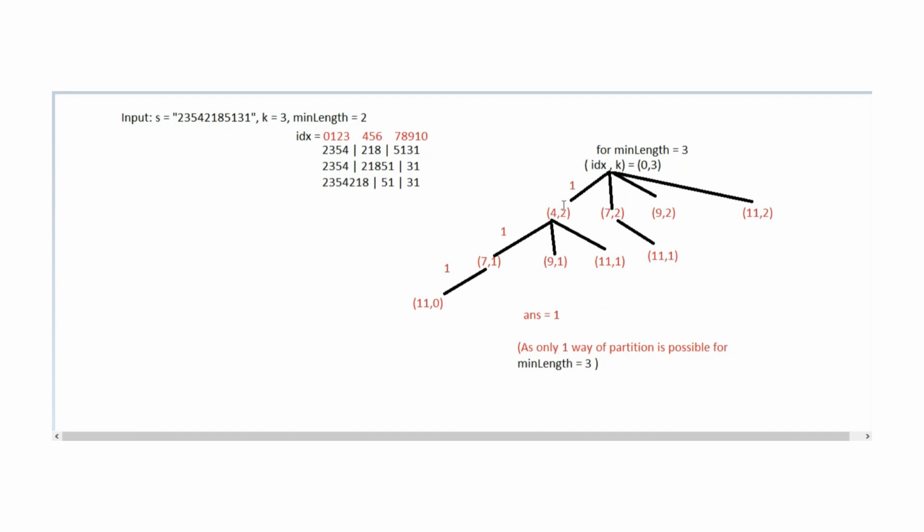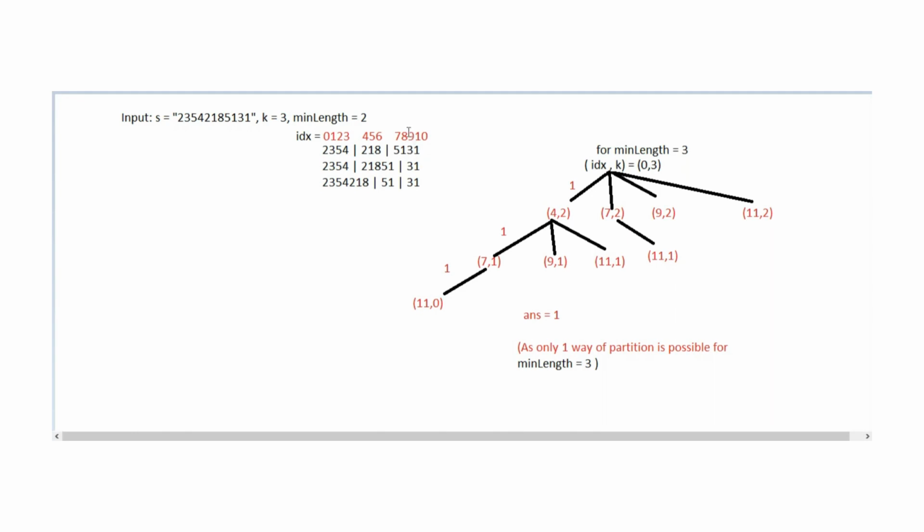As we know, from 4 we can make different partitions as well. We can see that from 9 we can also make one partition, 9 comma 1. So from 4 to 8 we can make one substring, and from 9 to 10 we can make one substring. So now we will check from index 4 to 8, the characters in this string, that is 21851, whether 218513 is a valid substring or not.